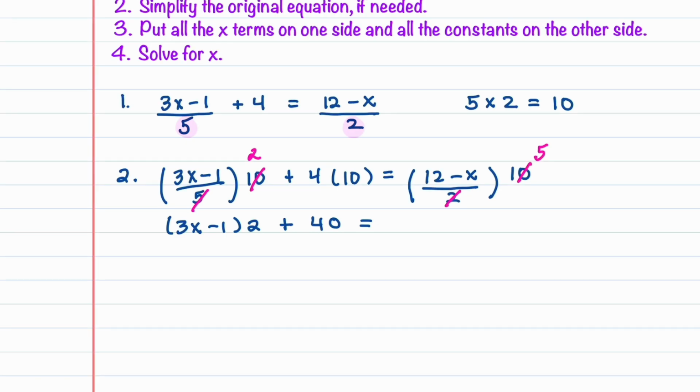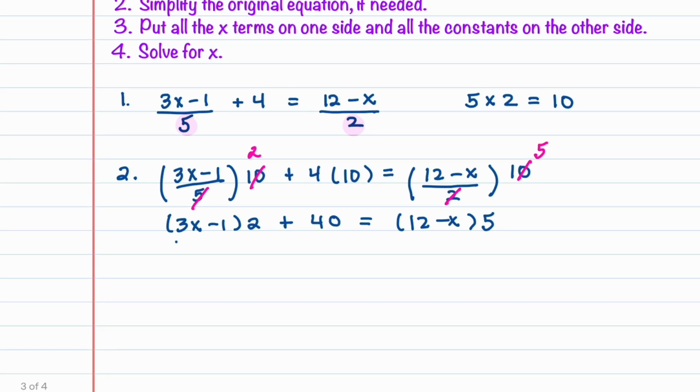So on our right-hand side, we just have 12 minus x times 5. Now we still have to simplify some more. We're going to distribute our constants. On the left-hand side, we're going to multiply both of the terms by 2. So we have a 6x minus 2 plus 40. And then on the right-hand side, we're going to multiply both terms by 5.